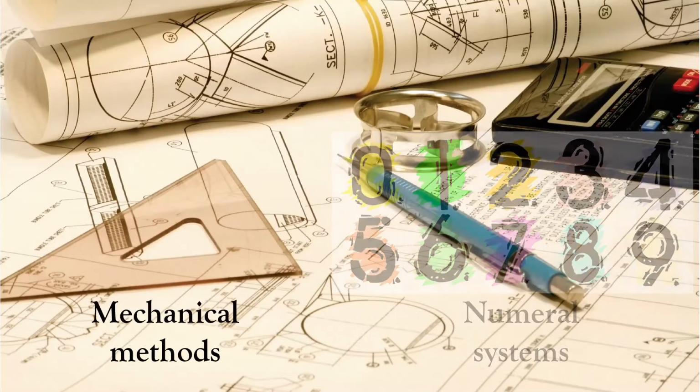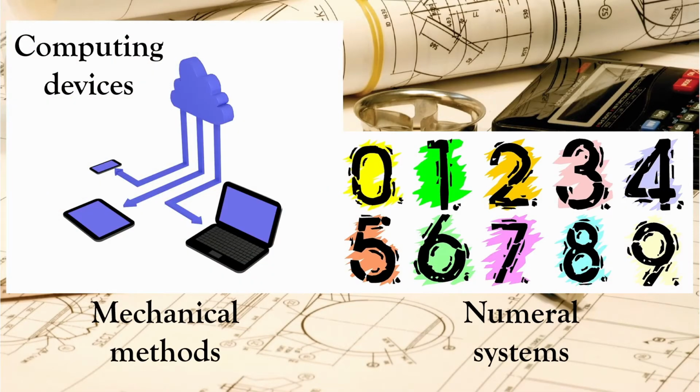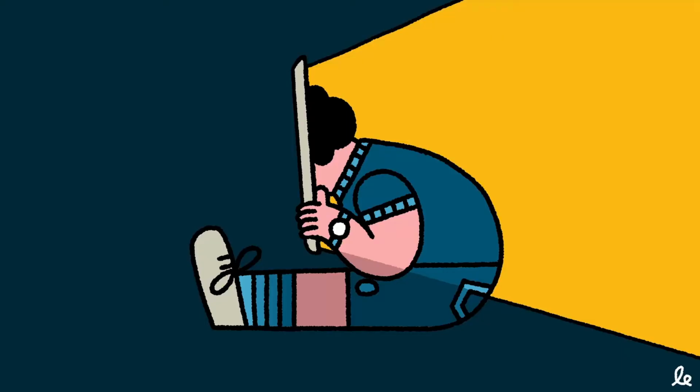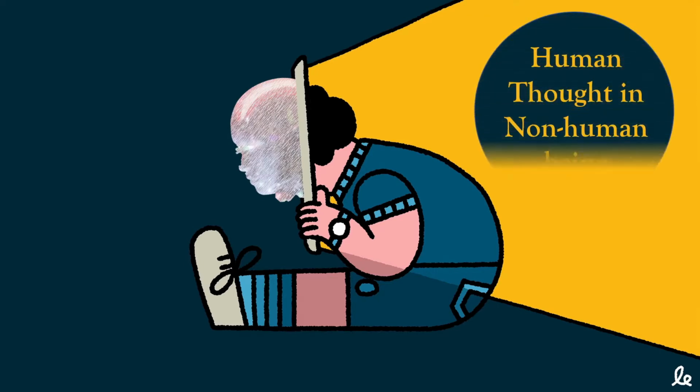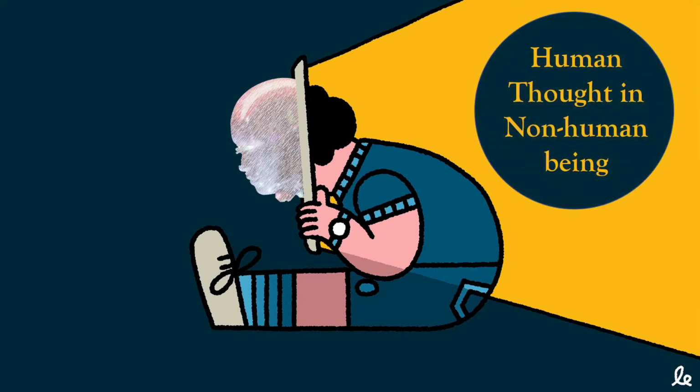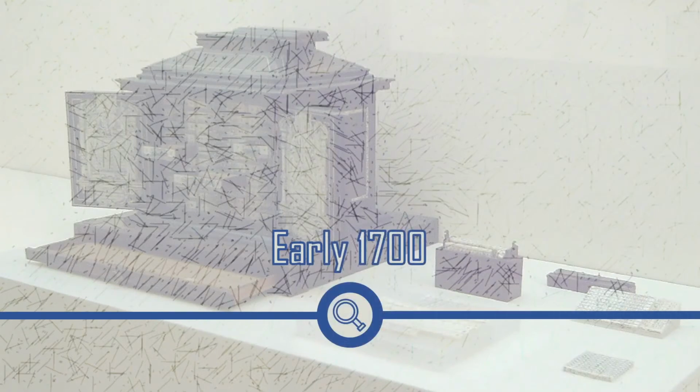methods, computing devices, and numerous systems. All of these studies ultimately contribute to machinery's fundamental concept, which is human thought in non-human beings. In the early 1700s, all known computer-like machines were more widely discussed in popular literature.